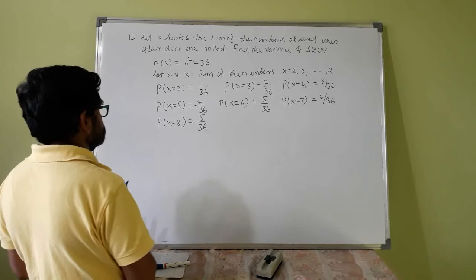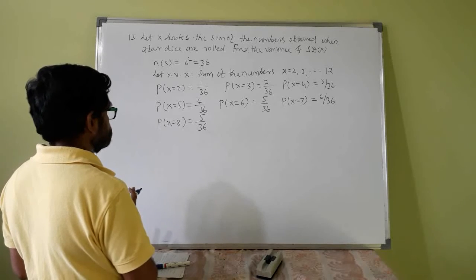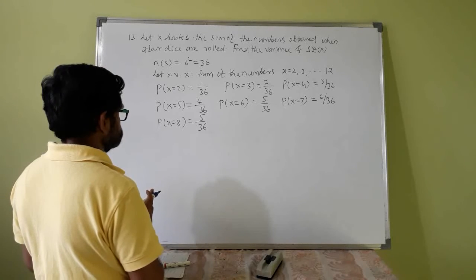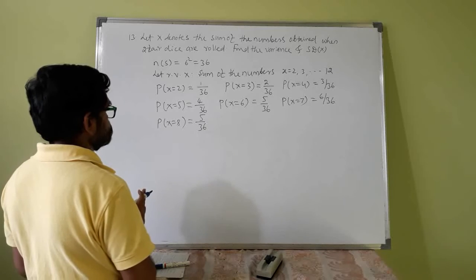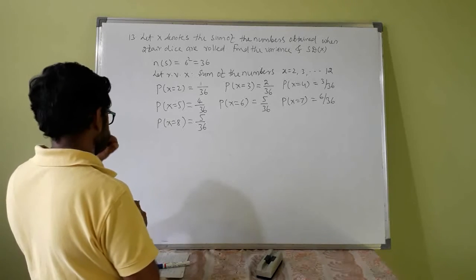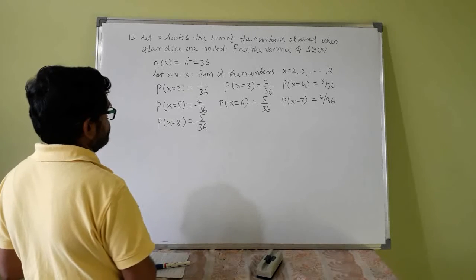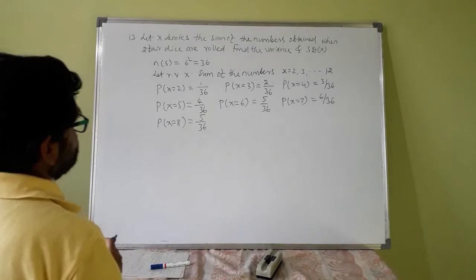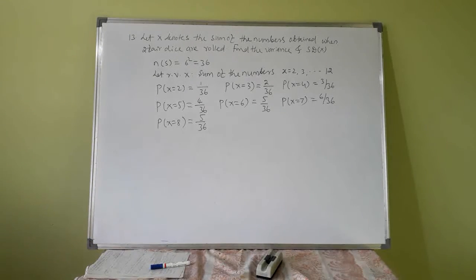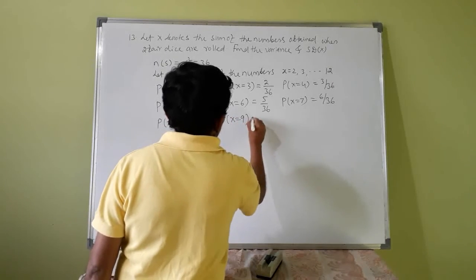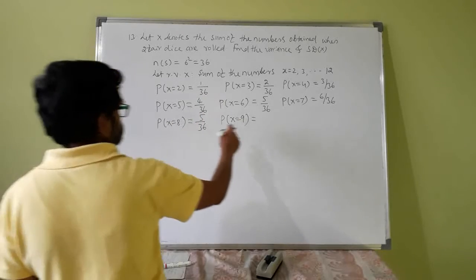How much is it? 2 6, 3 5, 4 4, 5 3, 3 5 and 6 2, isn't it? One minute. Okay, it is correct. Probability of x is 9. X is 9. It reverses actually.